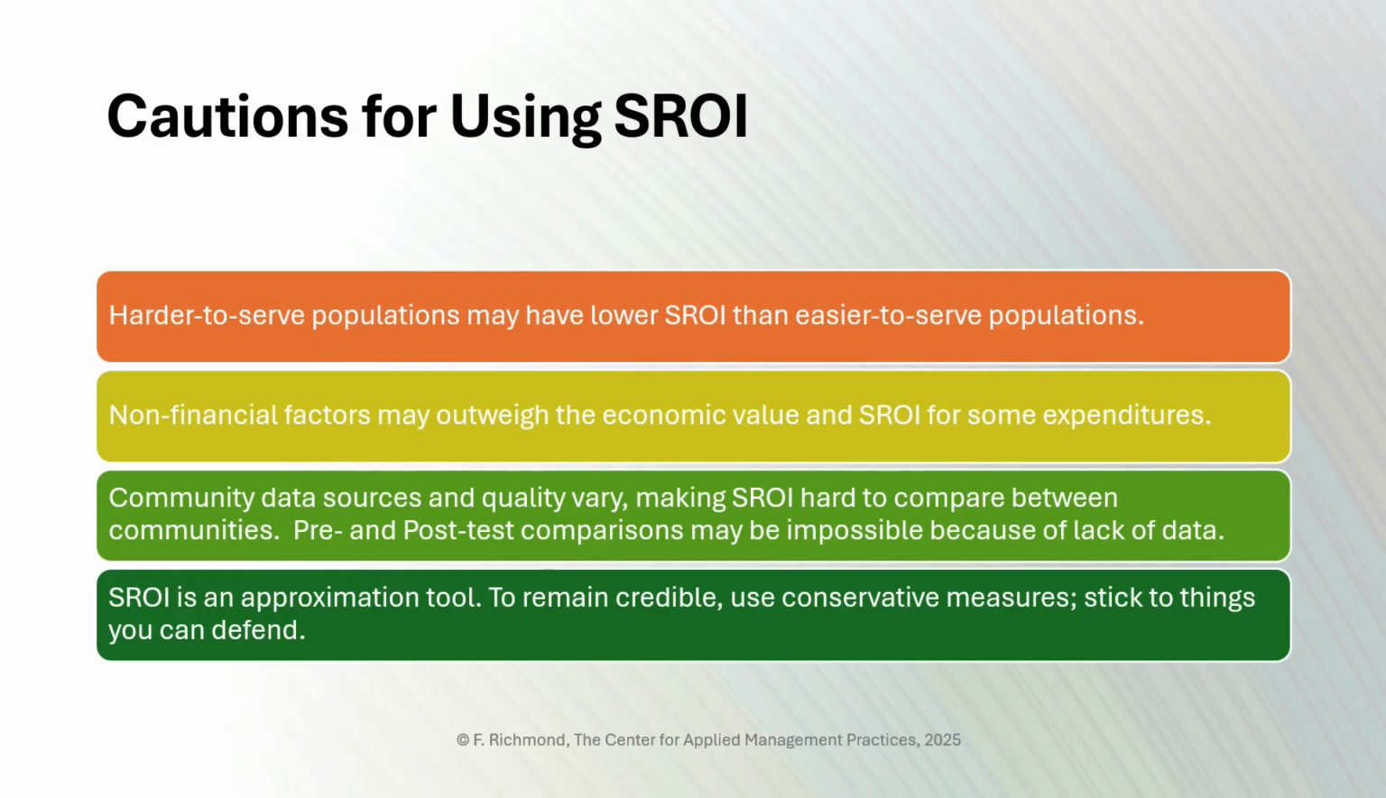All right, so to bring this together, and then we'll do a quick demo here. Harder to serve populations may have lower SROI than easier to serve. I think we have to be aware that people have complicated lives. Non-financial factors may outweigh the economic value at times. Numbers can vary by community, things like that. And again, it's an approximation tool. You want to be conservative, stick to things you can defend. Things like employment programs, education, some of the energy, we understand these, okay? Transportation might be another one.